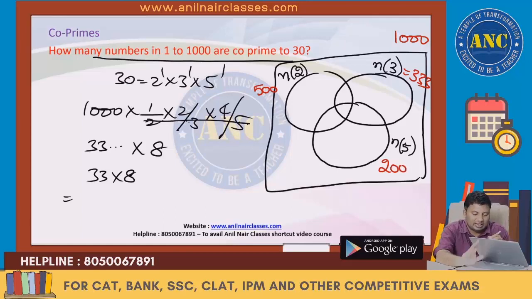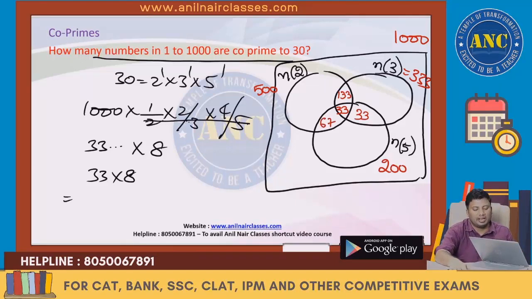6 fives are 30. 33 thirties are 990, so 33. How many are divisible by both 2 and 3, that is 6? 166. How many are divisible by 3 and 5, that is 15? 66. How many are divisible by 2 and 5, that is 10? 100. I hope the idea is clear.